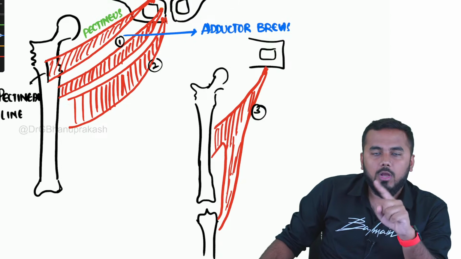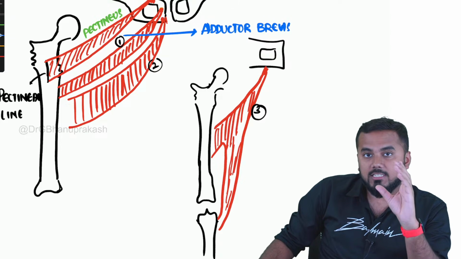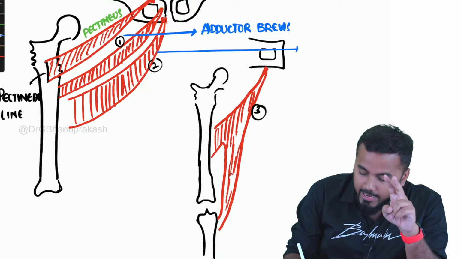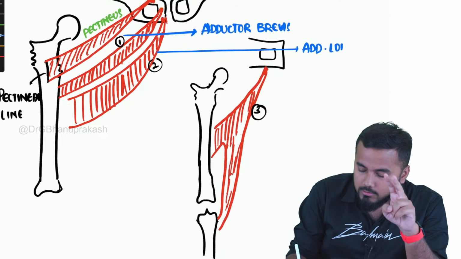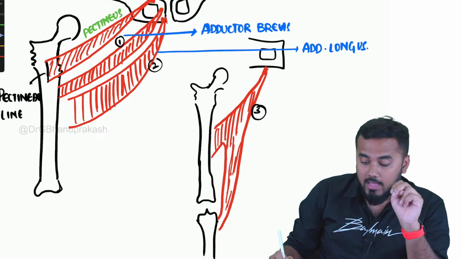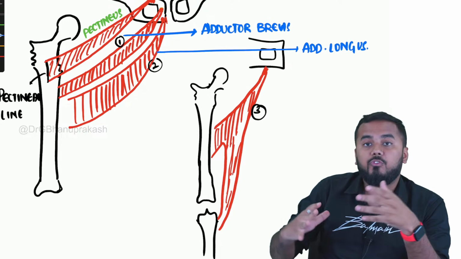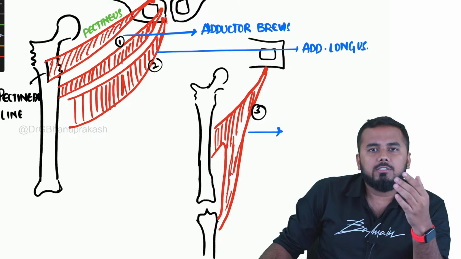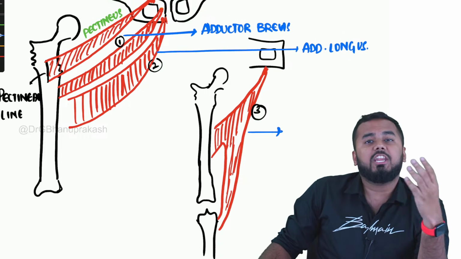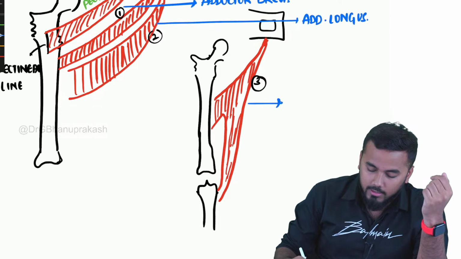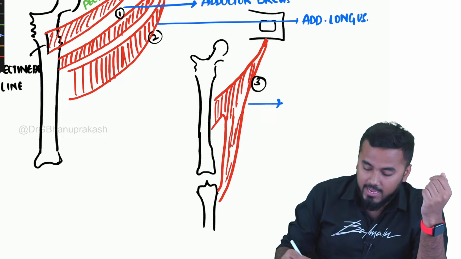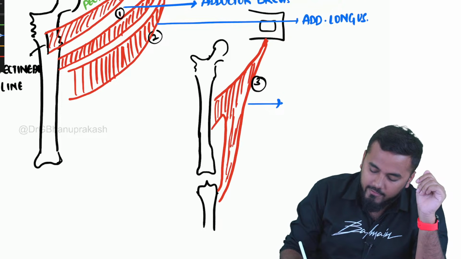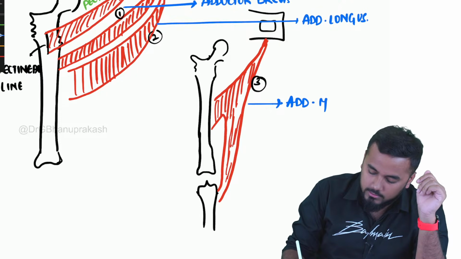Compare 1 and 2. Out of these 2, which is large? The second one is large. So I am writing this as adductor longus. Okay. Compare 1, 2 with 3, which is very large. The third one. So what did I tell you as a rule of thumb? Small one is called brevis. Large one is called longus. Extremely large one is called vastus or magnus also. So this is called adductor magnus.